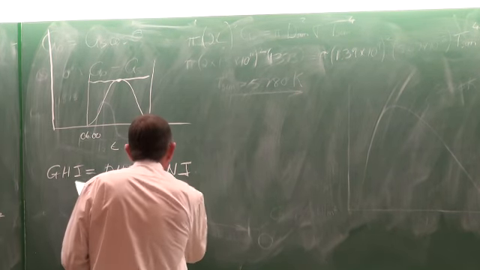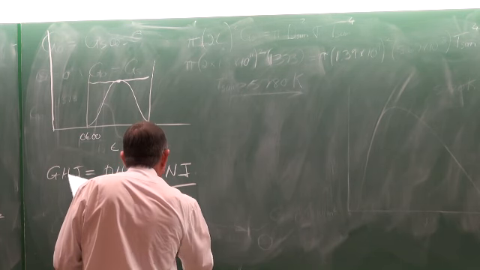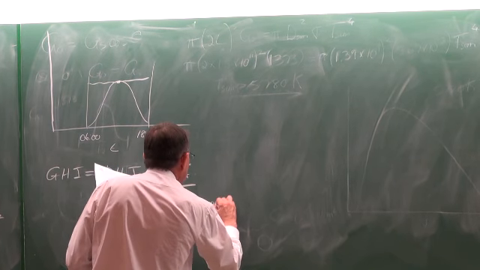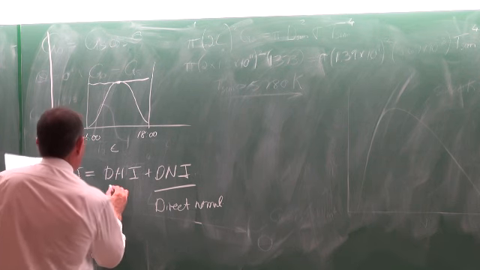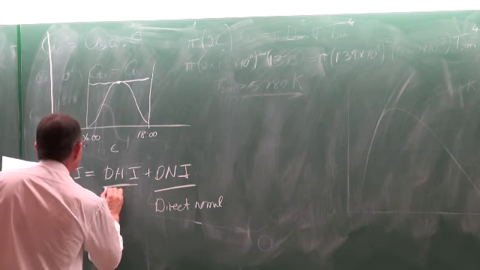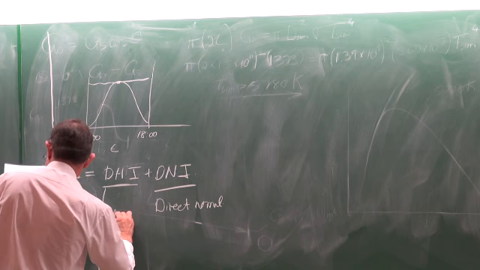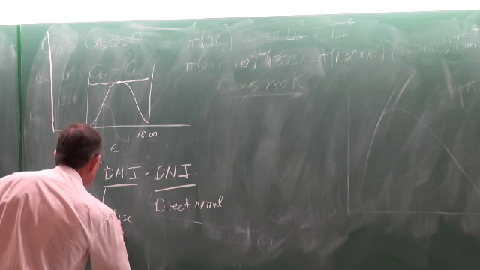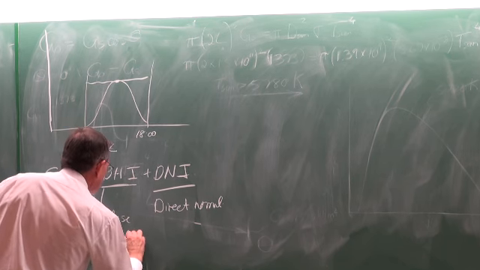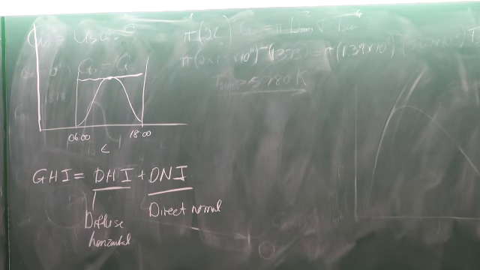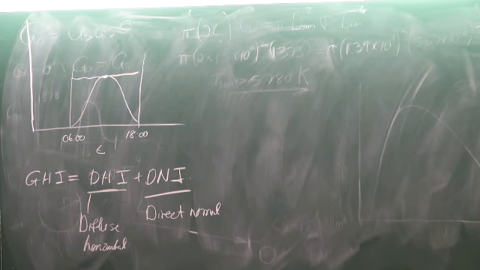Okay, so the DNI is the direct normal radiation, and this one is the diffuse horizontal. The diffuse horizontal. Okay.